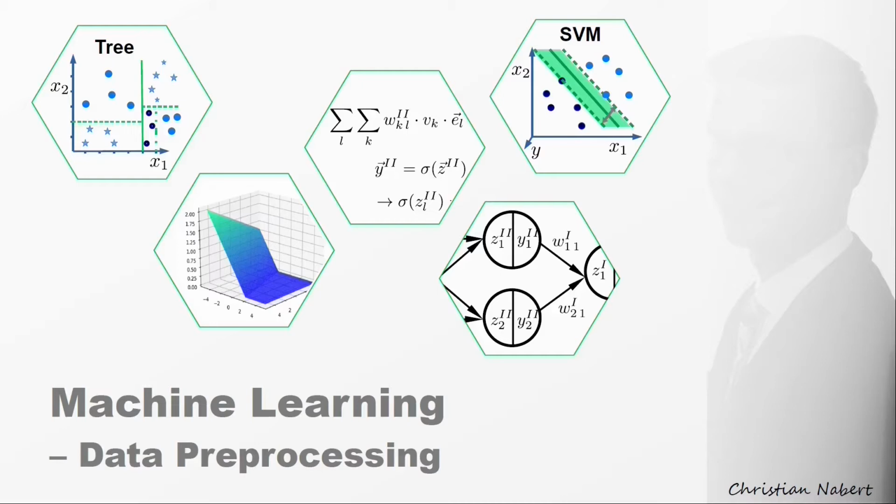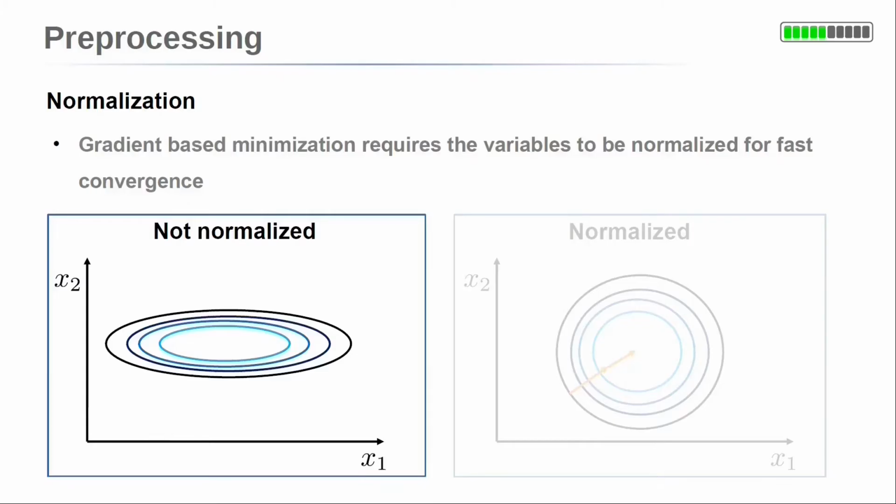This section is about data preprocessing. Data typically needs to be preprocessed before a model can be trained with that data. At first, we will take a look at data normalization. A gradient-based minimization is one of the most common approaches to train a model. But this approach is very sensitive to the scales of the independent variables.